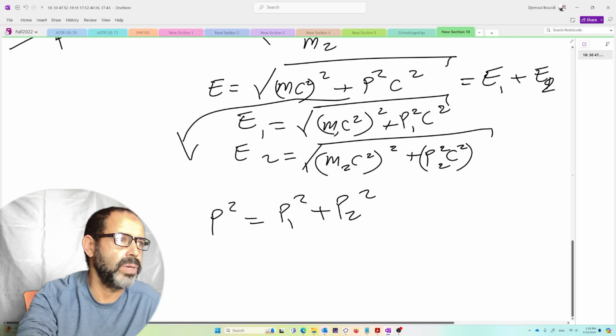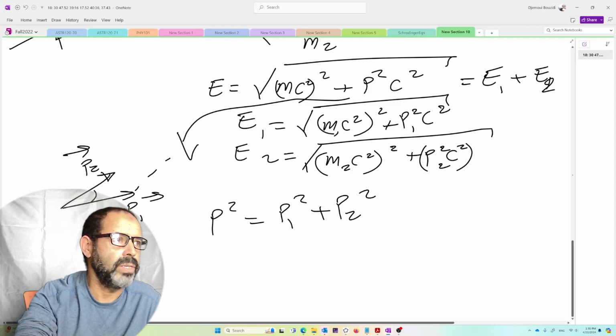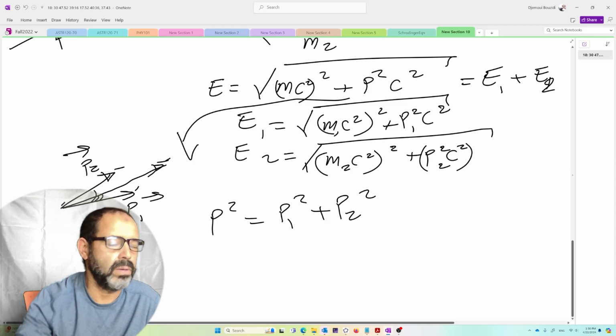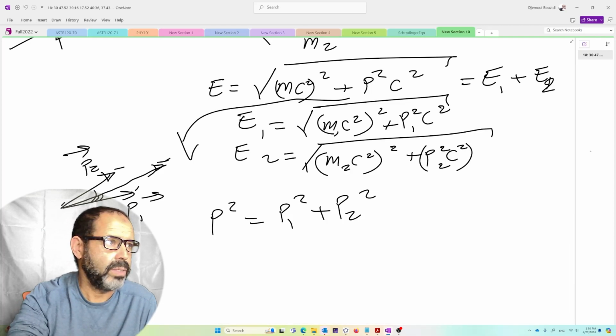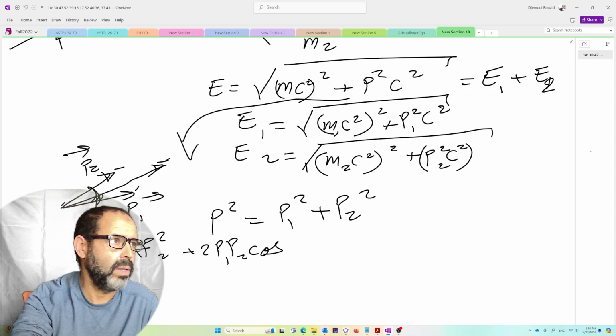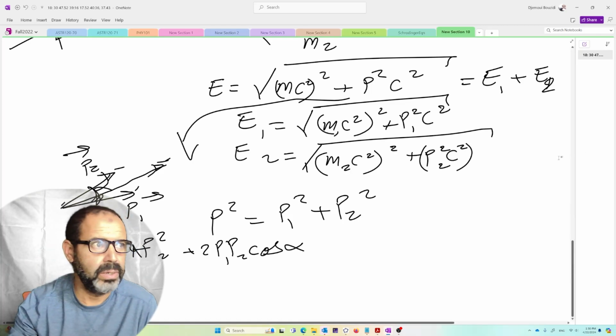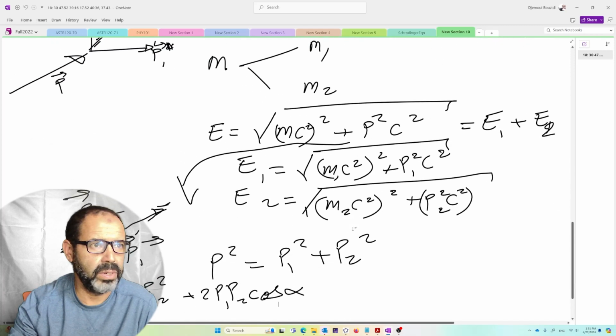If it was any other direction, we really have to handle it correctly. Let's say P1 and P2 make an angle other than 90 degrees, some weird angle. The incoming momentum is the geometrical sum of these two momenta, and it's going to involve that angle in the calculations. P squared is going to be P1 squared plus P2 squared plus 2 P1 P2 cosine of the angle between them, let's call it alpha. This is simple geometry. For this case, alpha is 90 degrees, so cosine of 90 degrees is 0, and you have the Pythagorean theorem in full.